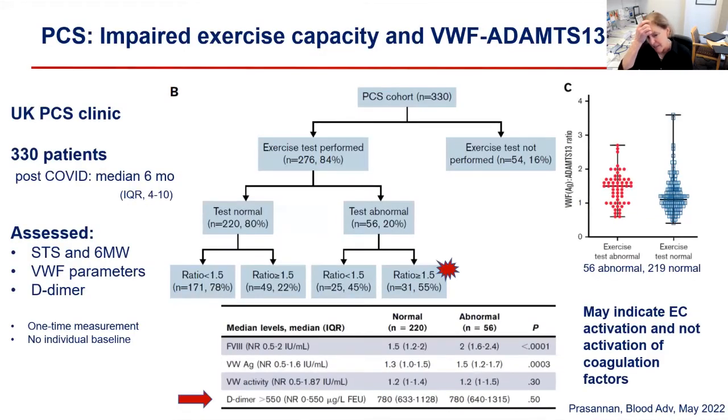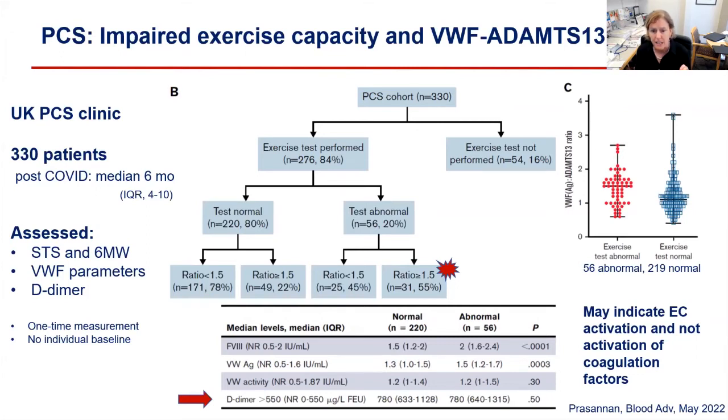And so now, in this very busy slide, I'm going to look at some data that were published this May in a UK post-COVID clinic for patients who had impaired exercise capacity post-COVID, and looked at the VWF and ADAMTS13 ratio, which I will describe. They had 330 patients who were a median of 6 months after acute diagnosis. They assessed 2 functional parameters, the sit-to-stand test and the 6-minute walk, and compared these with VWF parameters, D-dimer, and coagulation levels. Now, I have to say these were one-time measurements in these participants.